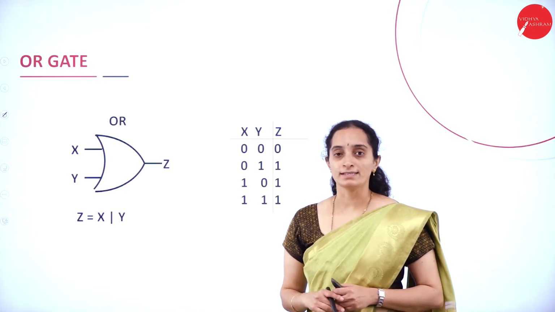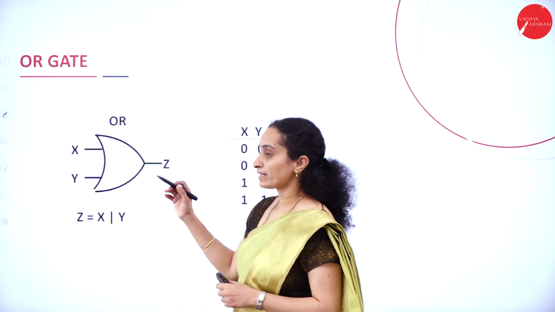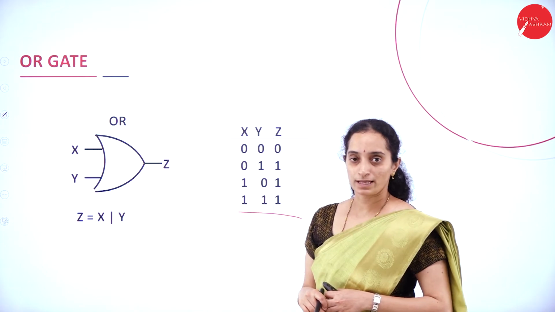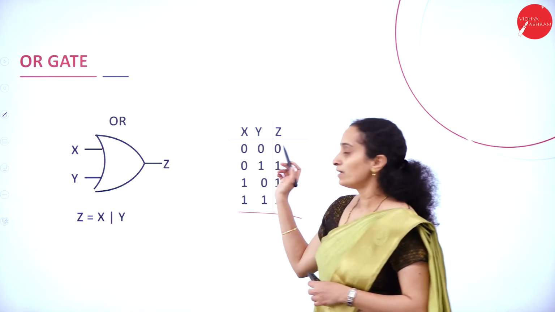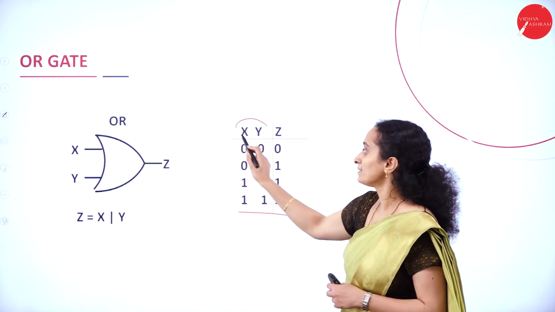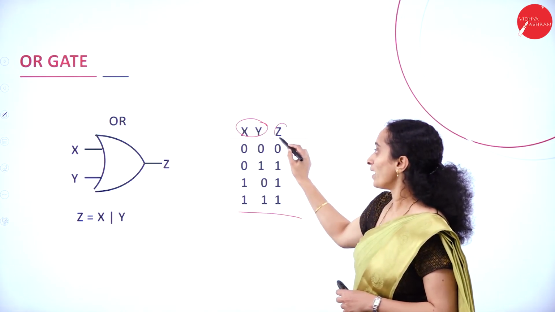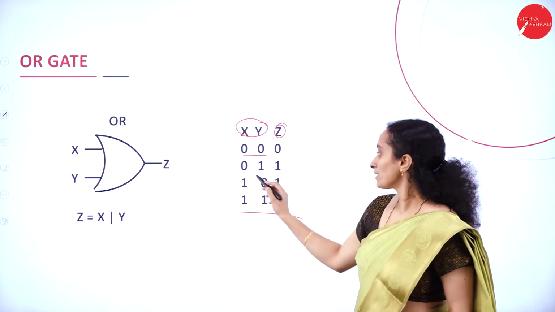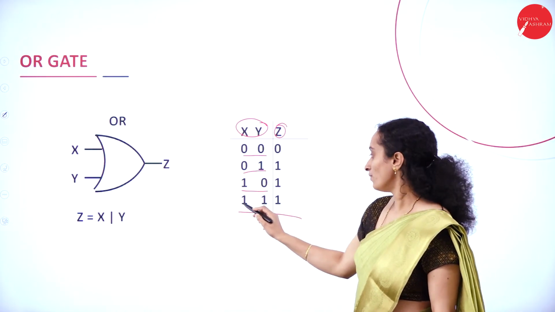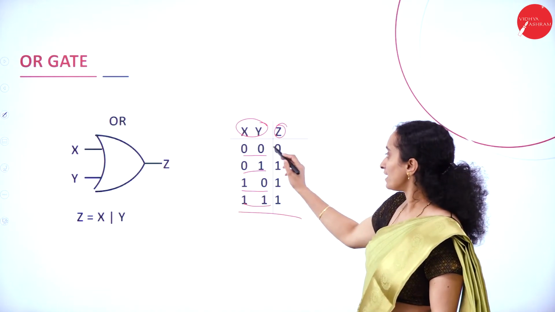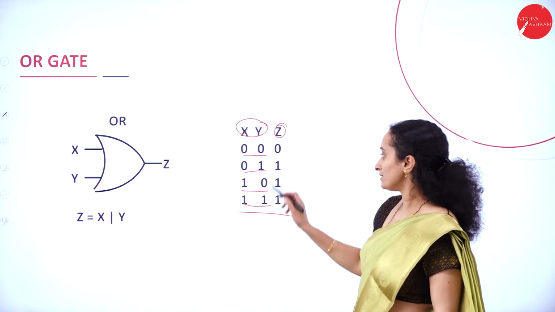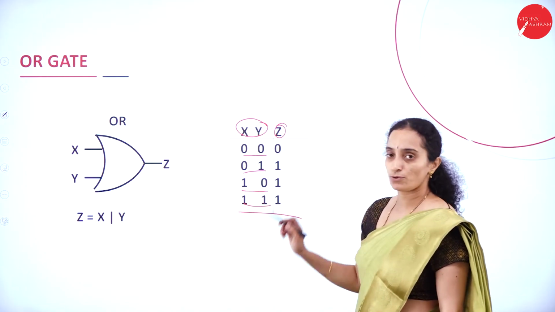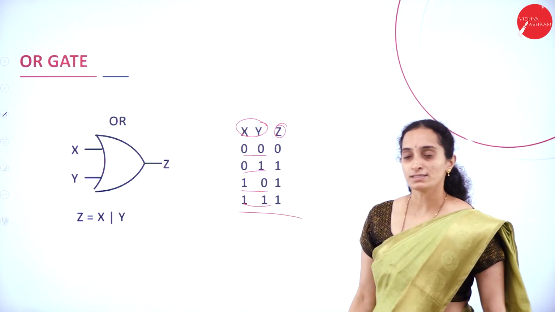The next gate we have is the OR gate. The OR gate is defined with the truth table of the OR operation. The truth table of OR operation has 2 inputs and 1 output. So we have the combinations 0 0, 0 1, 1 0 and 1 1. The result will be: 0 plus 0 is 0, 0 plus 1 is 1, 1 plus 0 is 1 and 1 plus 1 equals 1.